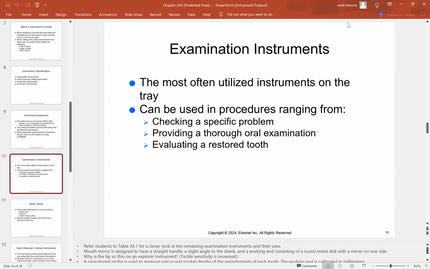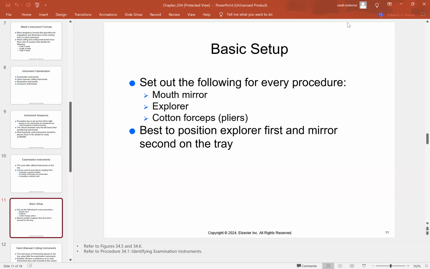Examination instruments are the most often utilized instruments on the tray and can be used in procedures ranging from checking a specific problem, providing a thorough oral examination, and evaluating a restored tooth. Your basic setup is the mouth mirror, explorer, and cotton forceps or pliers. It's best to position the explorer first and the mirror second on the tray.